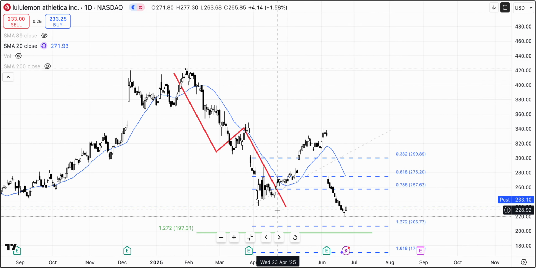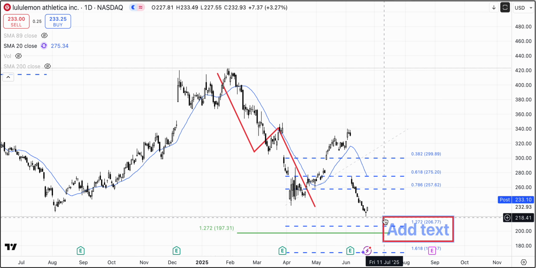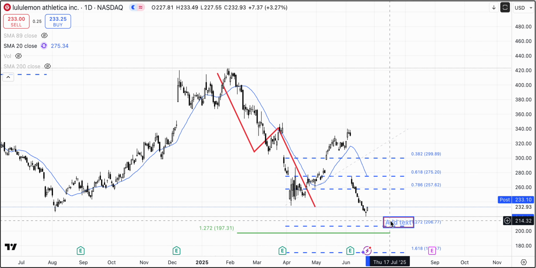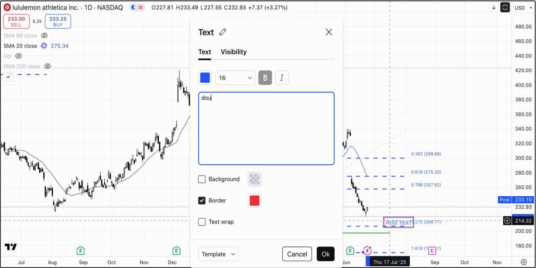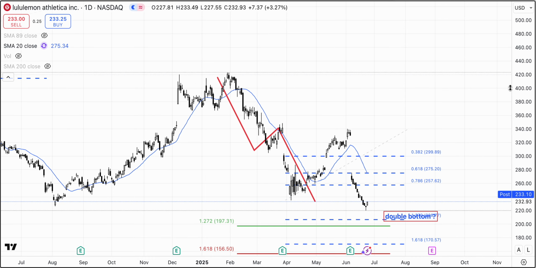It's got a potential for a double bottom. Let me actually write it down here. I'll write it down with a question mark, because we remain to see that. So, double bottom. So we'll follow the Lululemon stock, right?